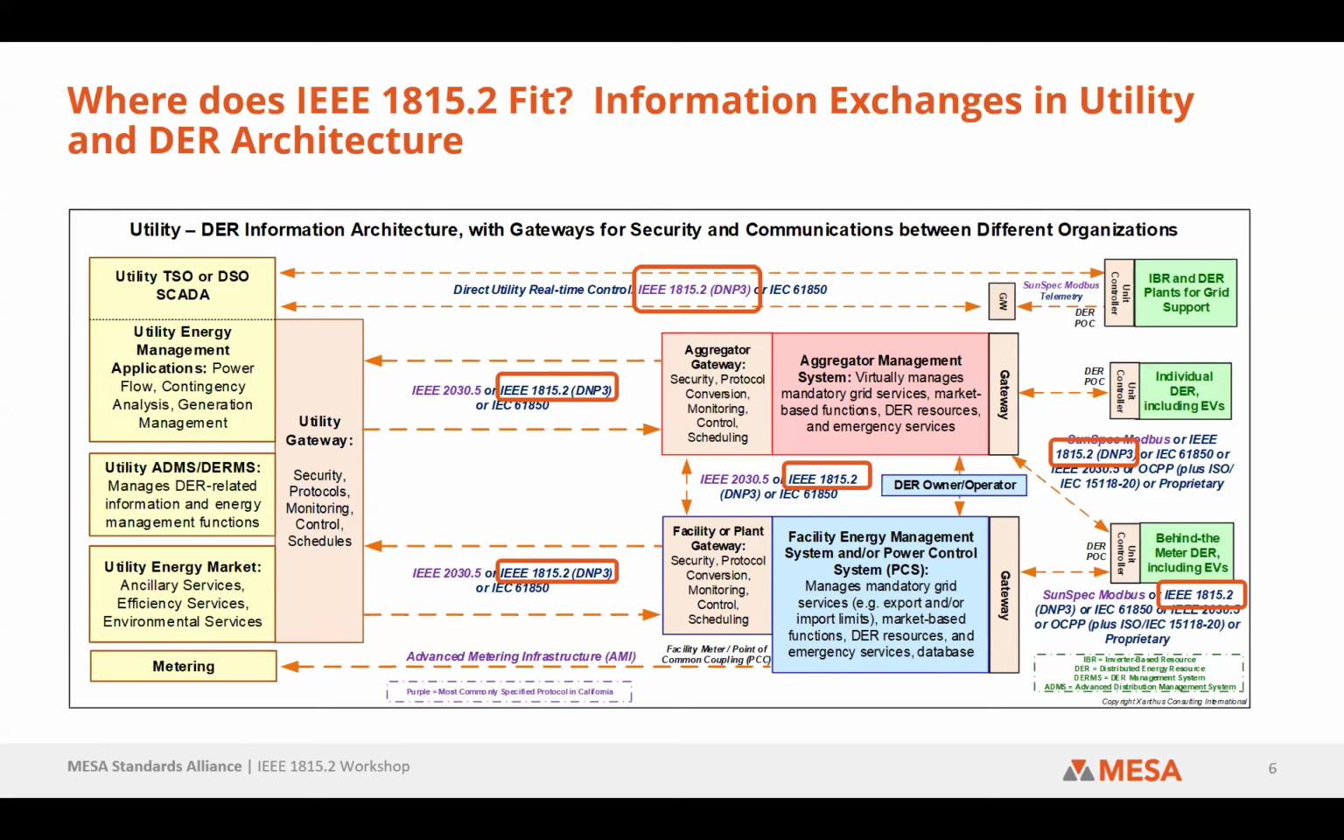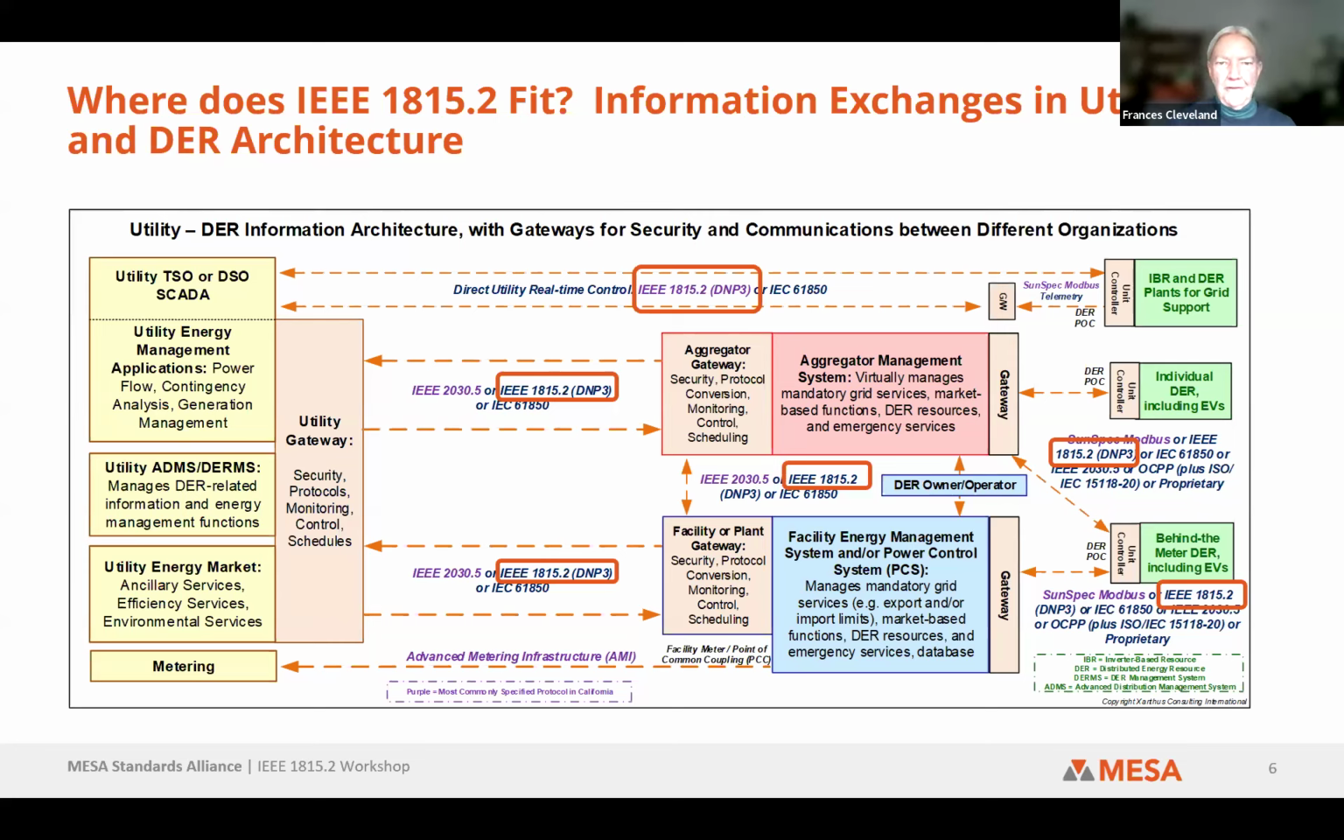Okay, is 1815.2 an alternative solution to 2030.5? Can you break down a few ways in which they are different and where they are the same? Okay. That's one of the biggest questions that often arise. I would say that basically 1815.2 can be used anywhere that 2030.5 can be used, because they have the 1547 functionality capabilities.